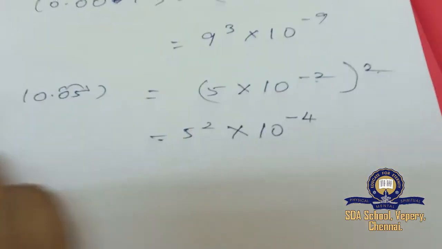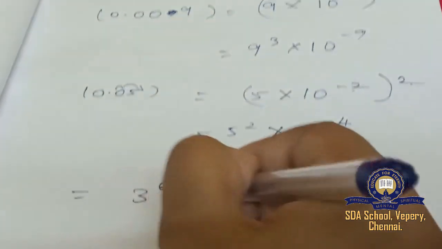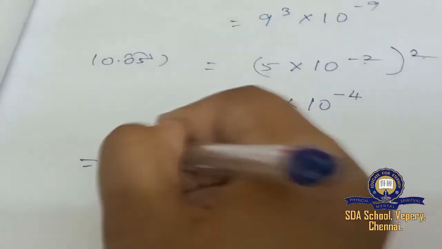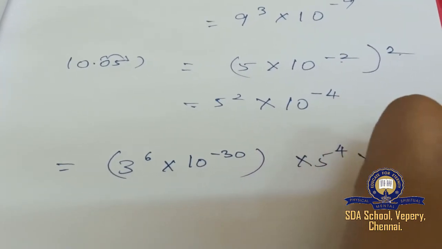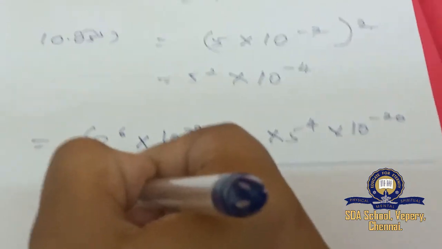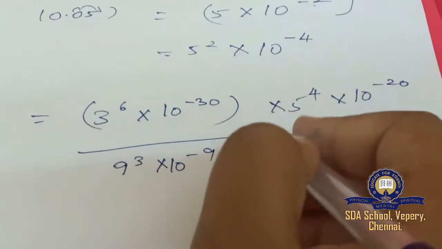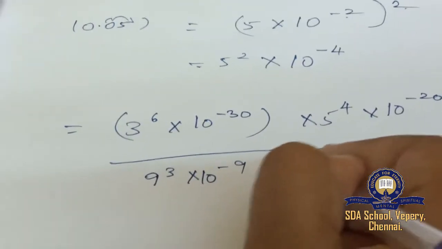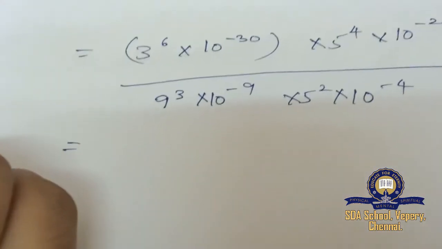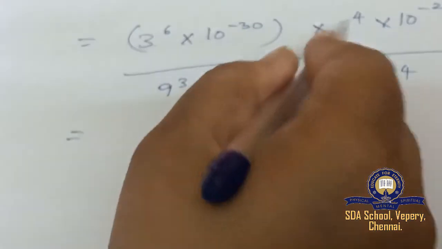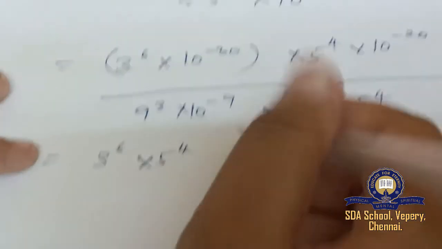According to the question, if I write, what will I get is 3 power 6 into 10 power minus 30 into 5 power 4 into 10 power minus 20 divided by 9 power 3 into 10 power minus 9 into 5 square into 10 power minus 4. Yes, students, till here I have done. Now what I will do next is leave the numbers as they are for the moment. Only in terms of 10 will I try to do the rest.